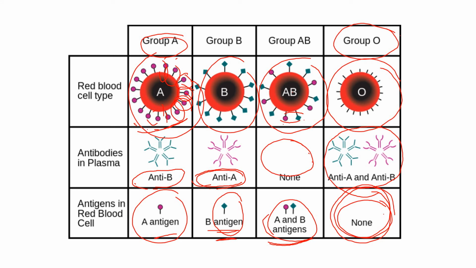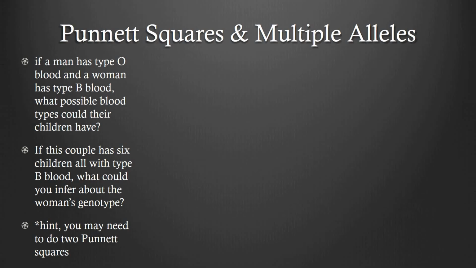The concept is very similar to our one trait crosses, but now we have a little bit that's different, which is that there's 3 or 4 possible things that can come up based on what we cross. So let's take a look at our example here today. If a man has type O blood and a woman has type B blood, what possible blood types could their children have?